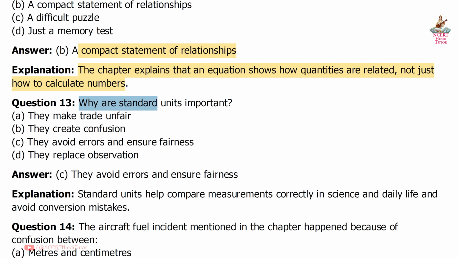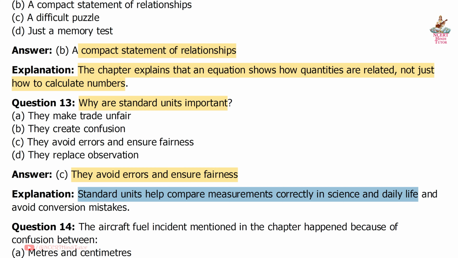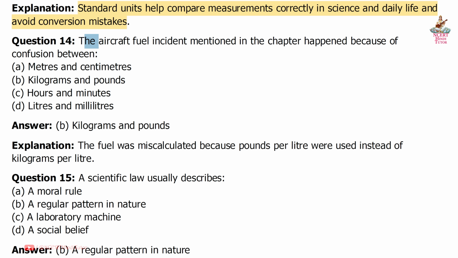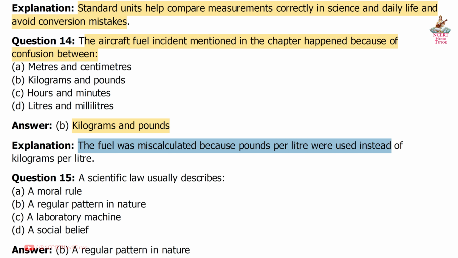Question 13. Why are standard units important? Answer C. They avoid errors and ensure fairness. Explanation: Standard units help compare measurements correctly in science and daily life and avoid conversion mistakes. Question 14. The aircraft fuel incident mentioned in the chapter happened because of confusion between: Answer B. Kilograms and pounds. Explanation: The fuel was miscalculated because pounds per liter were used instead of kilograms per liter.